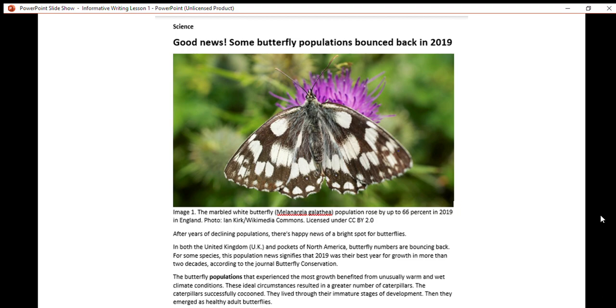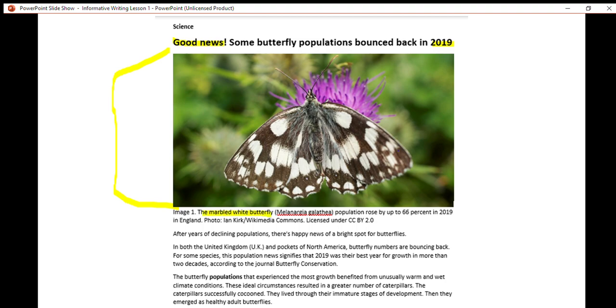Let's go ahead and look at this text. This is a newspaper text that tells us about butterflies. What I notice from this text is that it has a title here at the top, and it has a date. It has a picture that also has a caption.